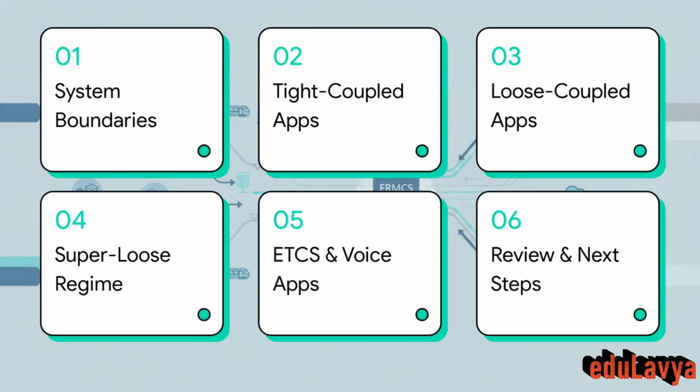Here is our game plan for this explainer. 1. FRMCS system and boundaries. 2. Tight-coupled applications. 3. Loose-coupled applications. 4. The super-loose-coupled regime. 5. Putting it into practice with ETCS and voice apps. And 6. Review and next steps.